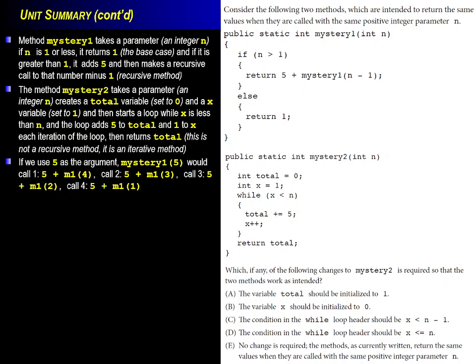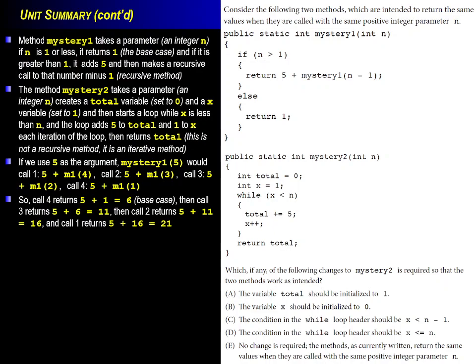So if we, for example, used 5 as the initial argument, when Mystery 1 is called initially, it would call 5 plus Mystery 1 of 4, because it's n minus 1. Then it would recursively call it again, 5 plus Mystery 1 of 3, and then 5 plus Mystery 1 of 2, and then 5 plus Mystery 1 of 1, which would hit our base case. So when it called it the fourth time, it would hit our base case, and 5 plus 1 would be 6. So that would return to call 3.